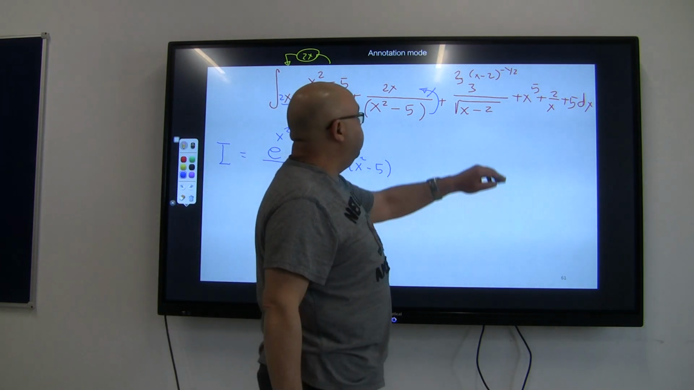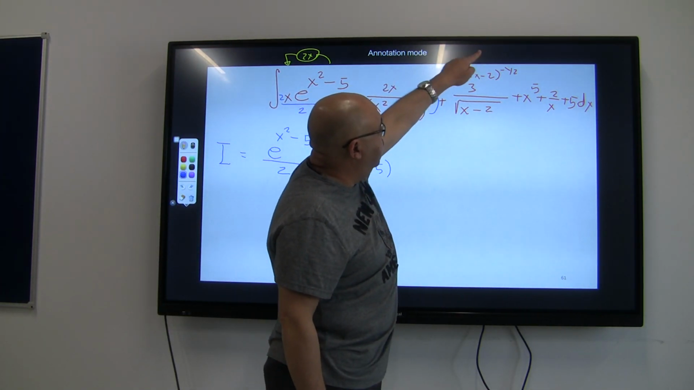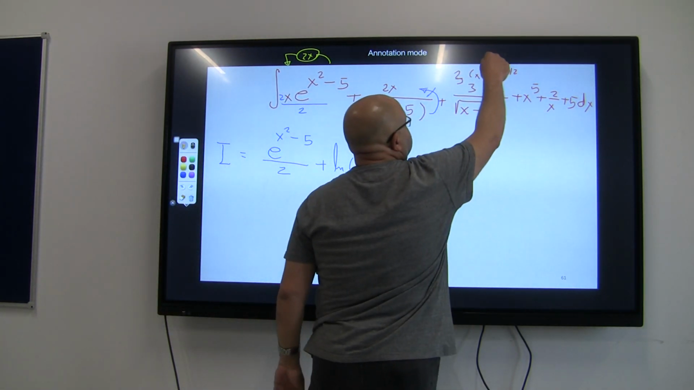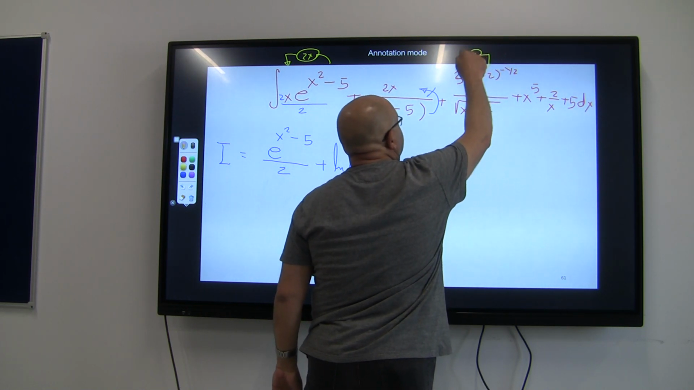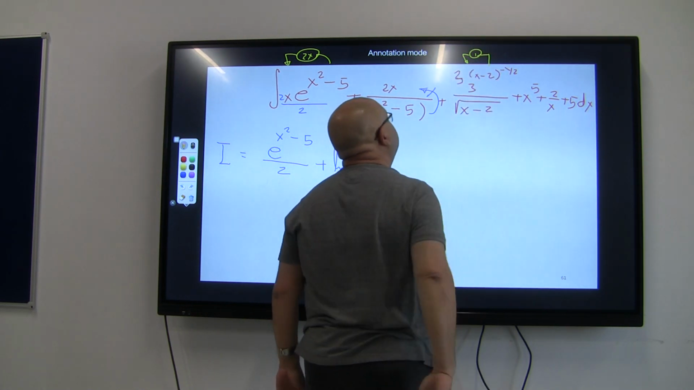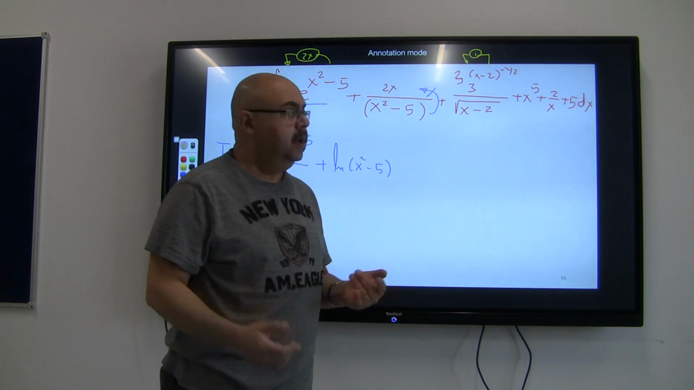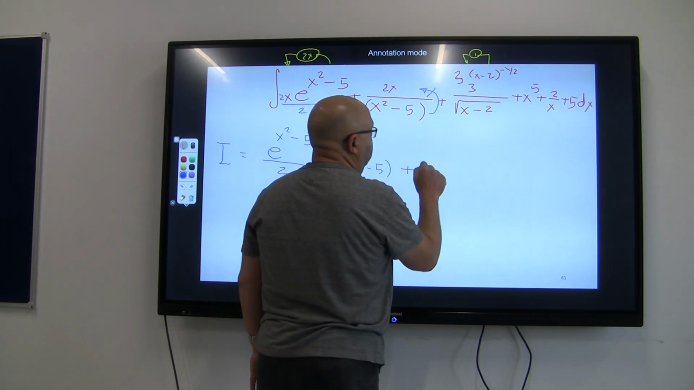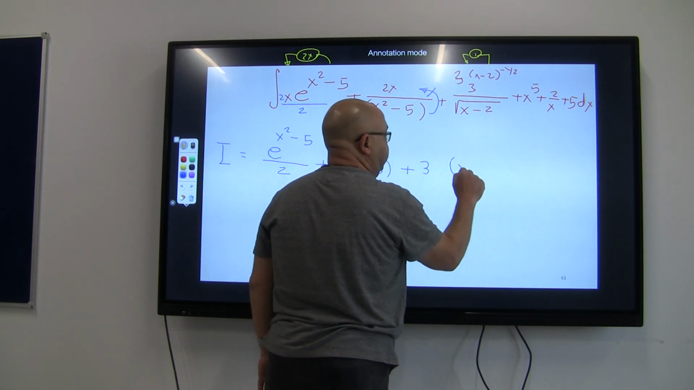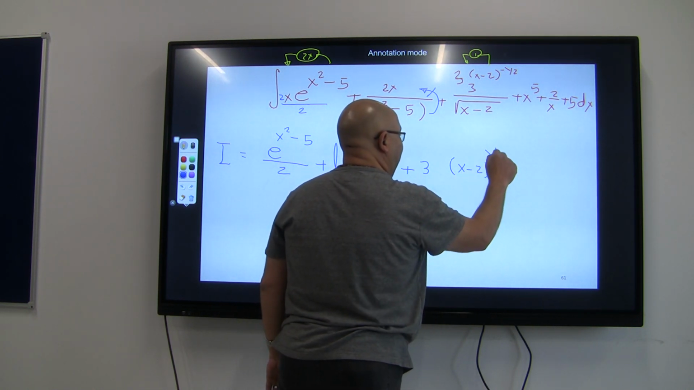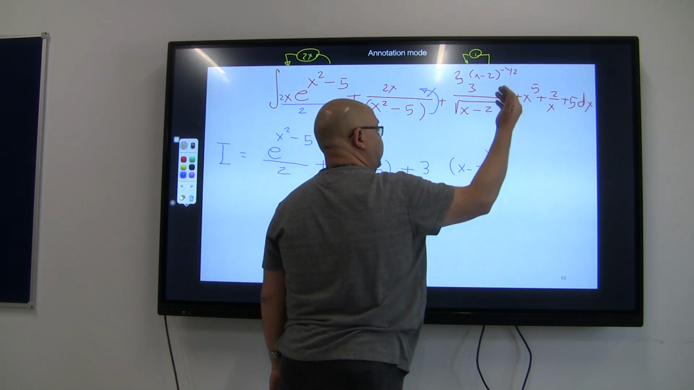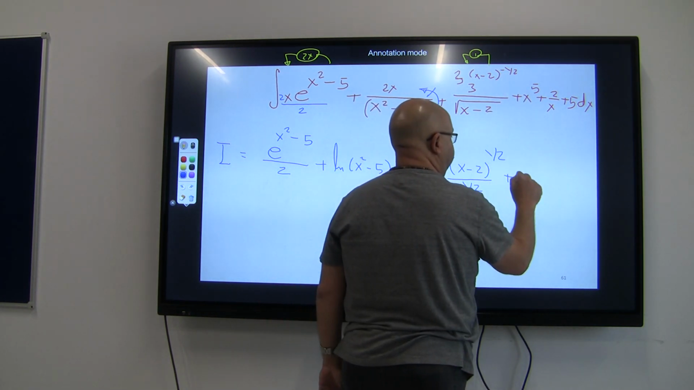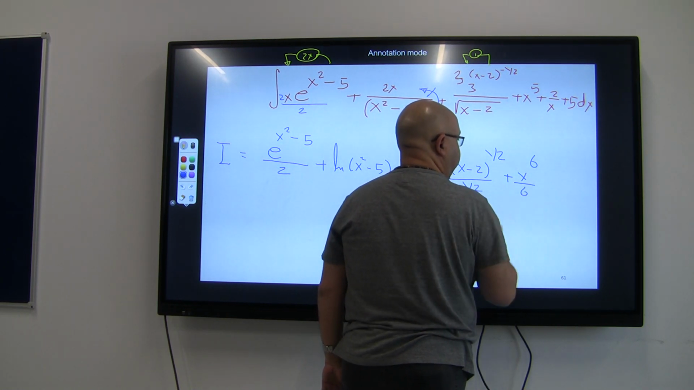I will go to the other problem, which is 3 times x minus 2 to the power of negative half. Same way, as you can see, the function inside the bracket, its derivative is 1. And it already exists here, 3 times 1. I will consider that exists. So the 3 will go as the 3. I will take the main bracket, which is x minus 2. I will add 1, so negative half plus 1 is going to be half, divided by half. I will go to x to the power 5, so it's going to be x to the power 6, divided by 6.